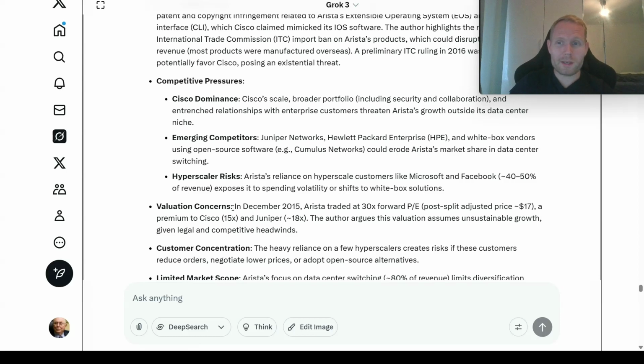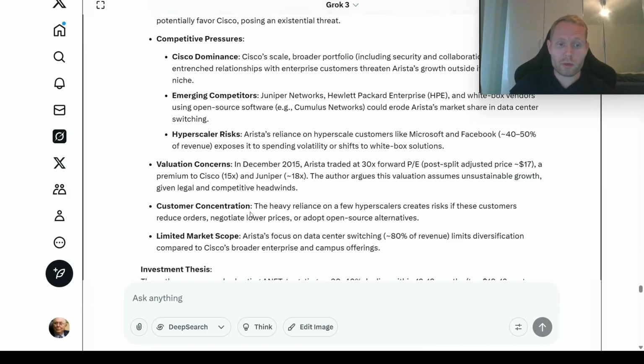But in my opinion, for a high quality company like Arista, I don't think they have a lot of valuation concerns, at least at the moment. But customer concentration is definitely still a problem. So that is something we have to take into account.